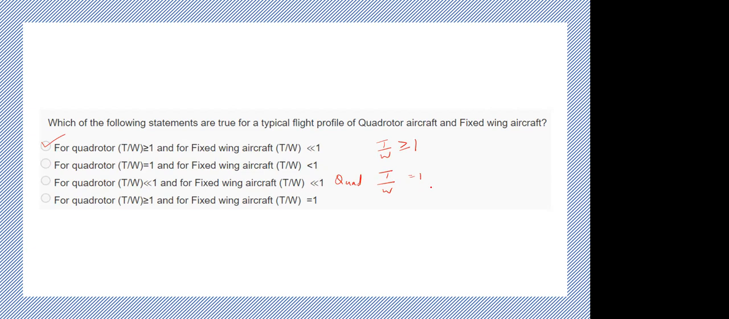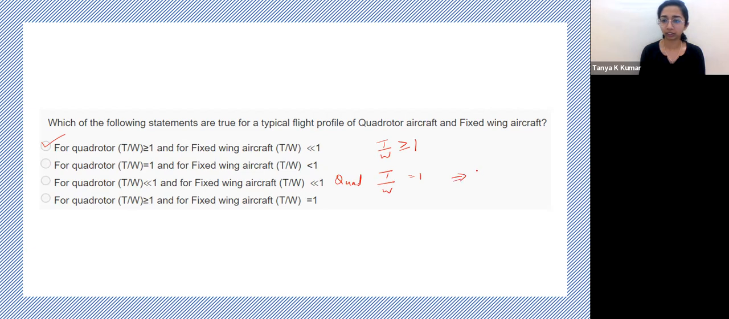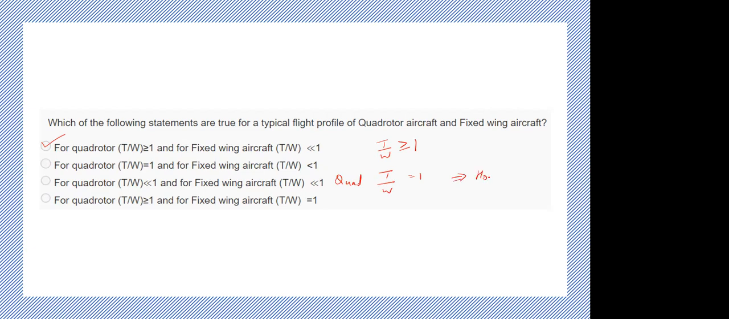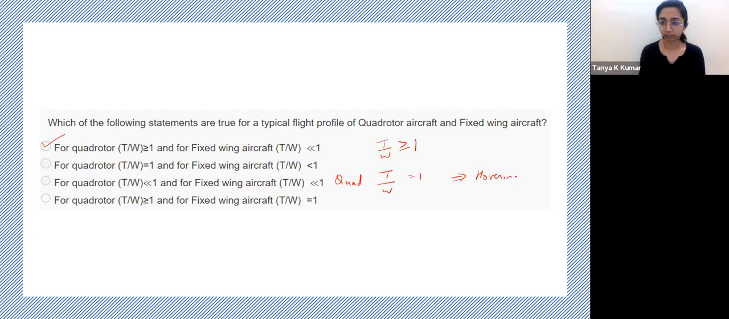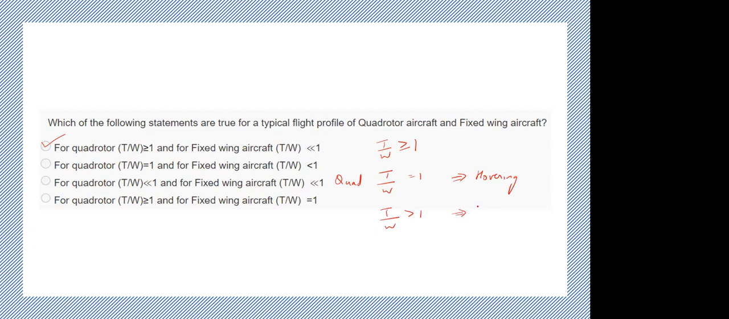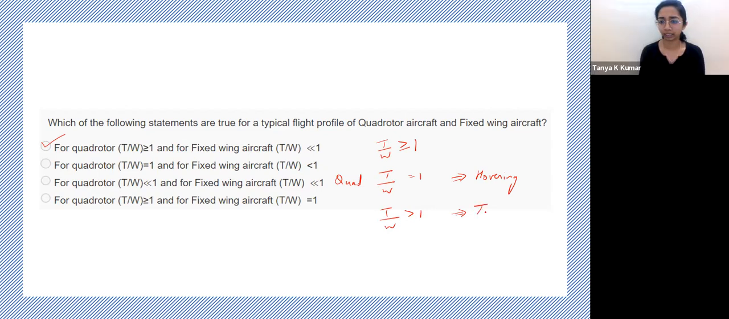That thrust balances all the weight of the quadrotor. So what is that condition called? Hovering. Yes. And what happens when the thrust by W is greater than 1? Then it will move up or do any maneuver. Yes, so move up or take off, climb.